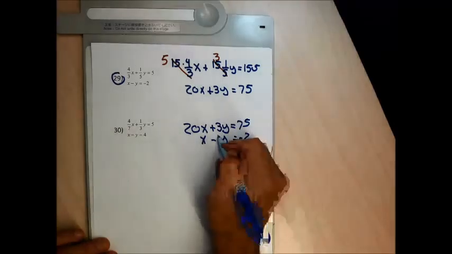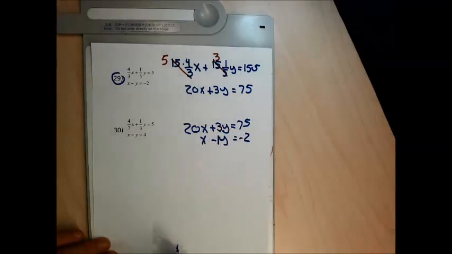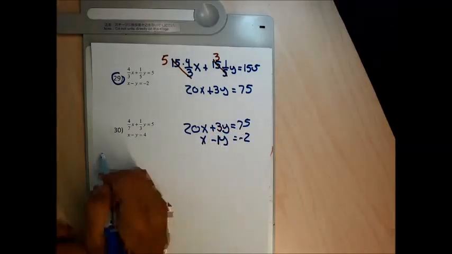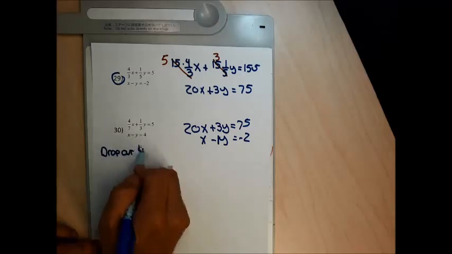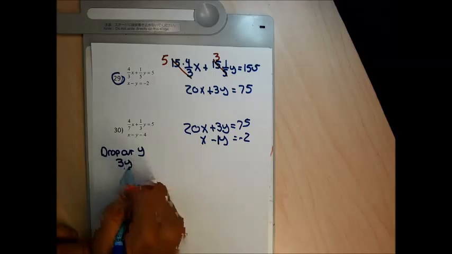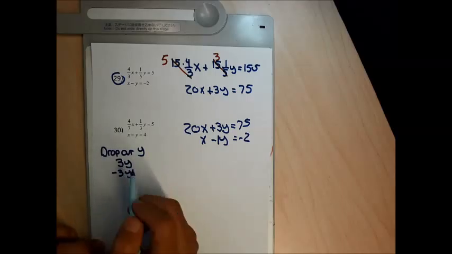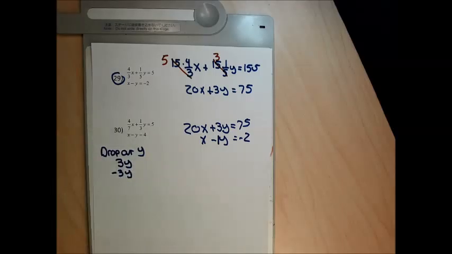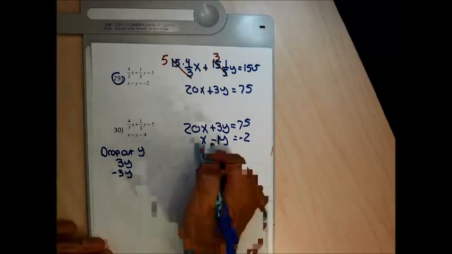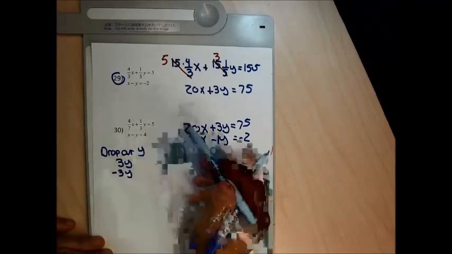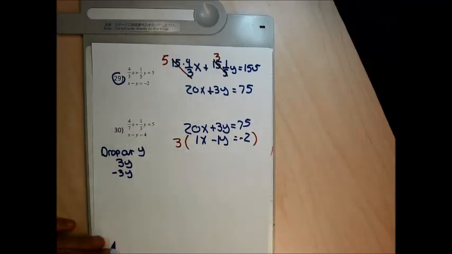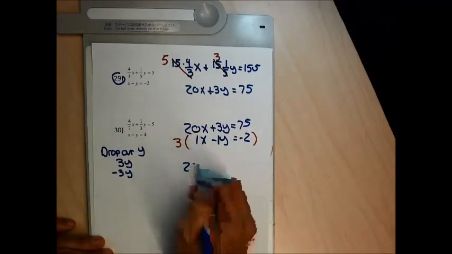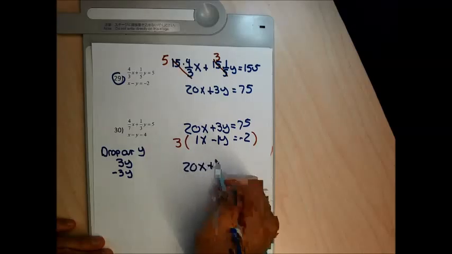I'm going to drop out the y's because there's one positive and one negative. And when I drop out the y's, I'm going to leave the top one with a positive 3y and make the bottom one have a negative 3y. And I'm going to do that by multiplying everything in the bottom of the equation by 3. The x and the y have those ones that are implied in front of them. So I'm going to rewrite the bottom equation but not the top equation.